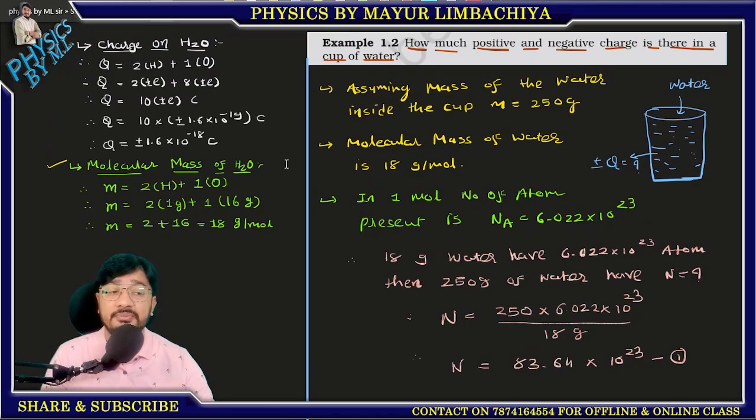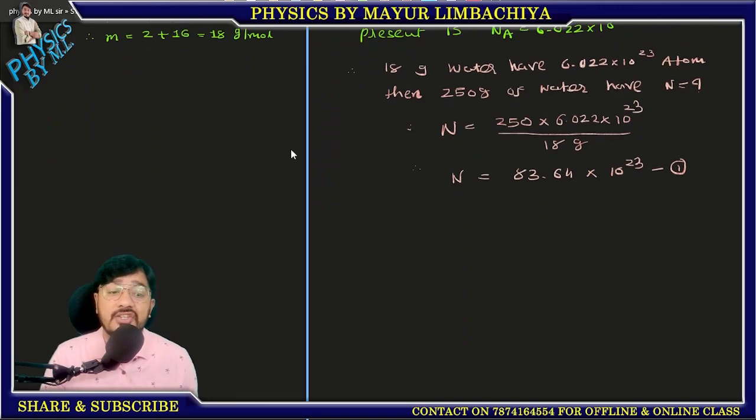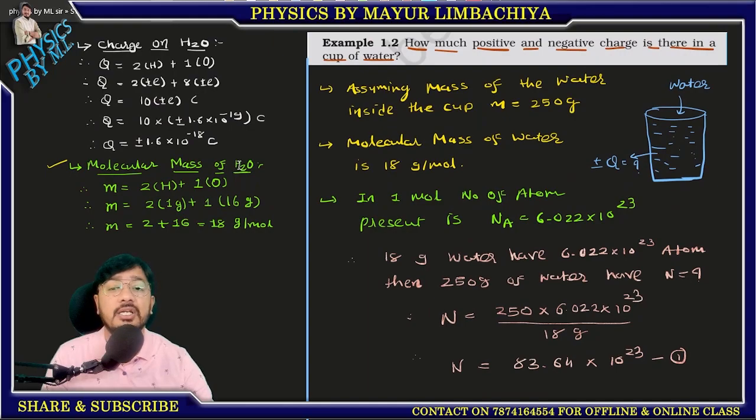Now, dear students, we have to find out the charge. As per the quantization of charge, Q is equal to plus or minus Ne, we can find the charge present inside that 250 gram of water. So first we have to find out the charge of one H2O molecule. I have already calculated the charge present inside one molecule of H2O. So look here, please stay focused because this is a very important part of the problem.